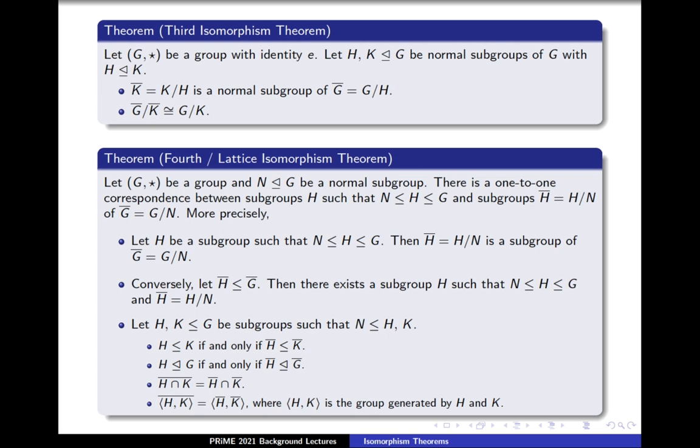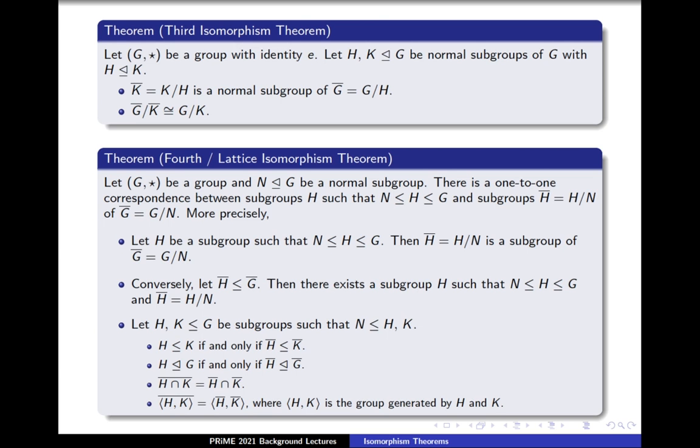More precisely, we can detail this bijection between subgroups as follows. If on one hand we have H, a subgroup such that N is a subgroup of H, which is a subgroup of G, then H bar equals H mod N is a subgroup of G bar equals G mod N. Conversely, let H bar be a subgroup of G bar. Then there exists a subgroup H such that N is a subgroup of H is a subgroup of G, and H bar is equal to H mod N.